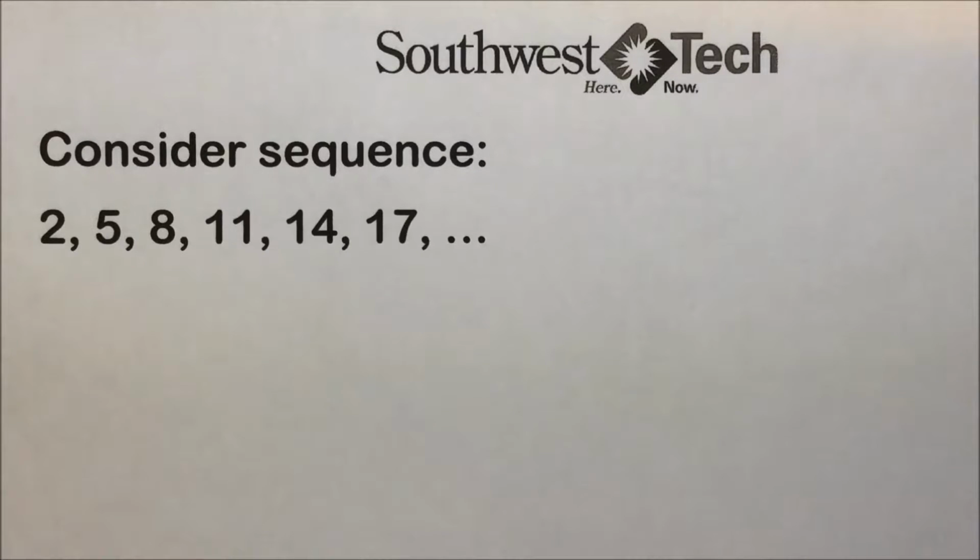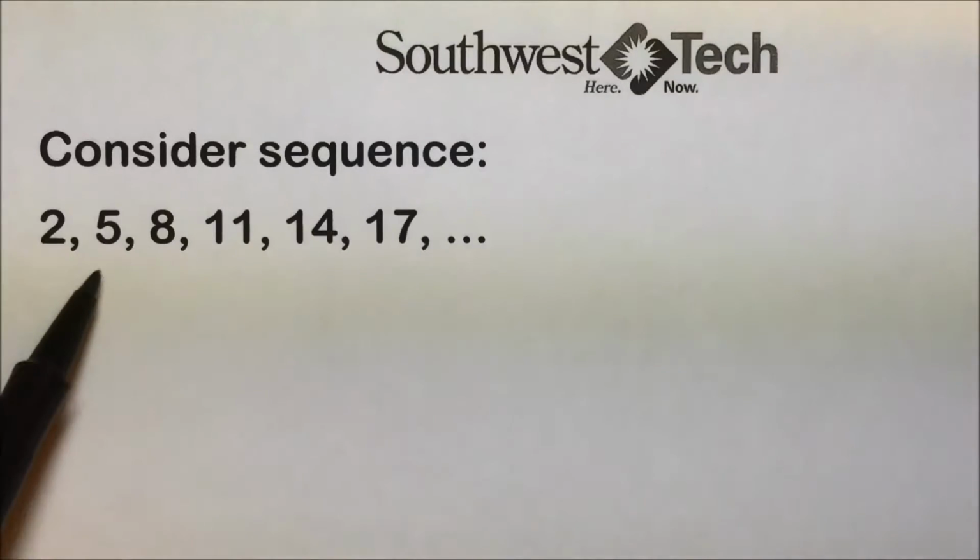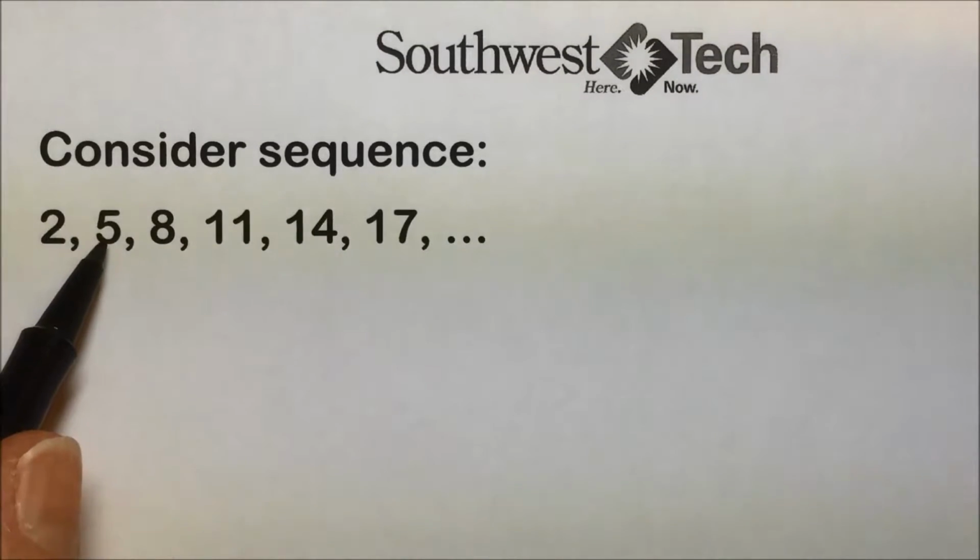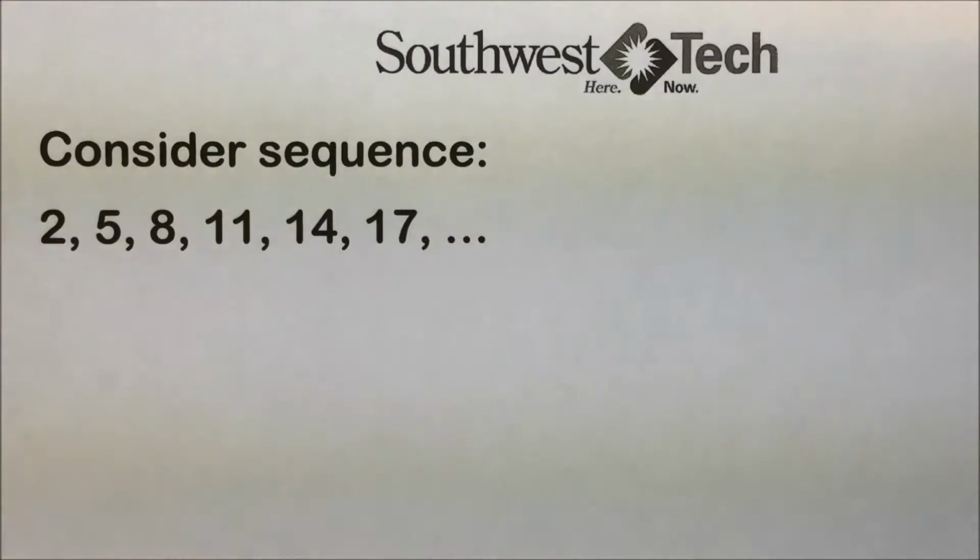Intermediate Algebra Section 11.2. In an arithmetic sequence, or sometimes called progression, adding the same number to any term gives the next term in the sequence. For example, consider the sequence shown here, 2, 5, 8, and so on, is arithmetic because adding 3 to any term produces the next term. 2 plus 3 is 5, 5 plus 3 is 8, and so on.